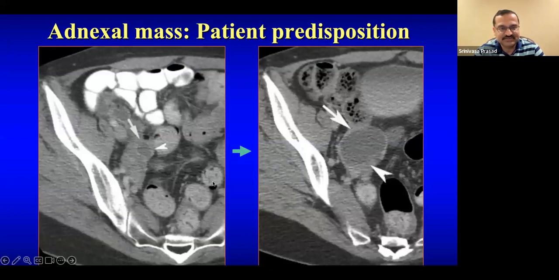Here are two scans separated 6 months apart, and there is a small right ovarian cyst, which 6 months later, we see a larger cyst with some dependent high density. So in a sporadic patient, you could potentially follow it, but this patient had BRCA gene mutation, so she elected to undergo prophylactic salpingo-oophorectomy, and this was a high-grade serous carcinoma.